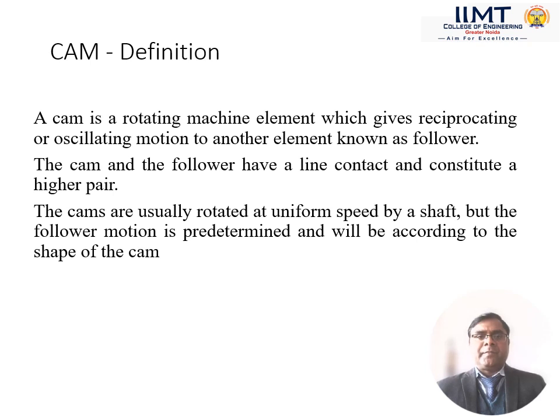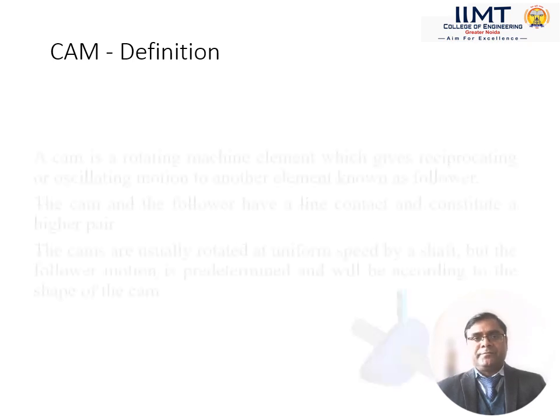So, the definition of the cam. A cam is basically a rotating machine element which gives reciprocating motion to the follower. Complicated motion can be achieved with the help of the cam and follower arrangement. If there is a line contact between the two elements, they are categorized as a higher pair. Cams usually rotate at uniform speed, and the follower has a reciprocating as well as oscillating motion.